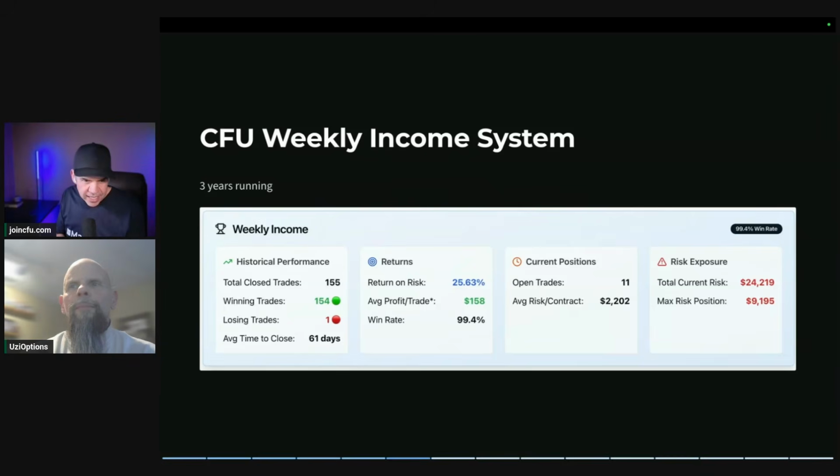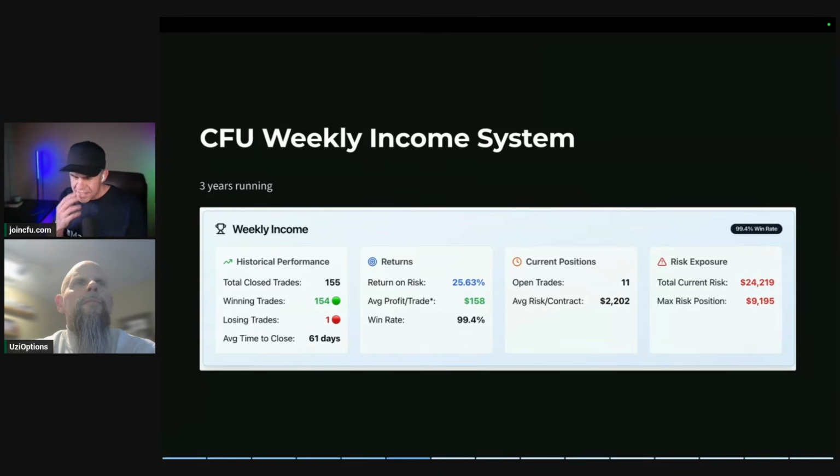So if you're wanting to get in and out of trades at a very high rate, the weekly income system is not going to be your favorite cup of tea. If you can give me 60 days, our return on risk is 25%, and we average $158 per trade that we enter into. The win rate's nearly perfect.